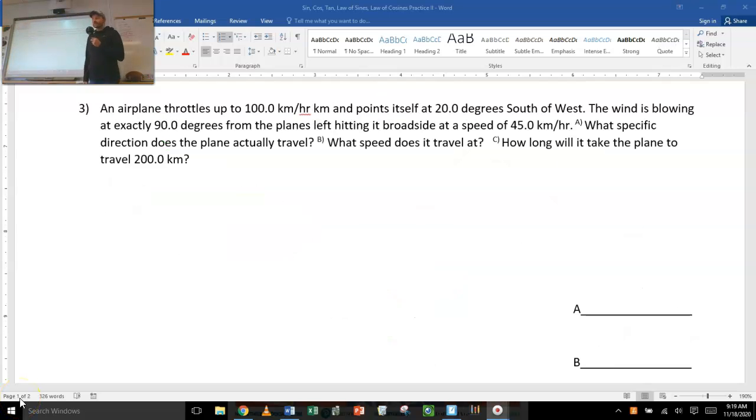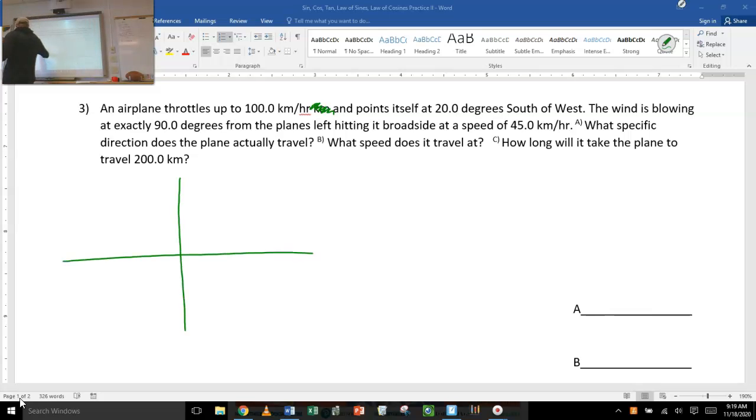Question number 3. It says an airplane throttles up to 100 kilometers per hour. That's weird. Get rid of that. And points itself at 20 degrees south of west. So here is north, and I'm going to throttle up to 100 kilometers an hour.